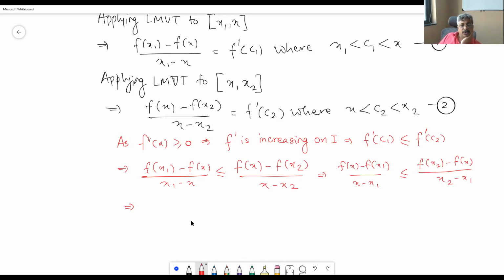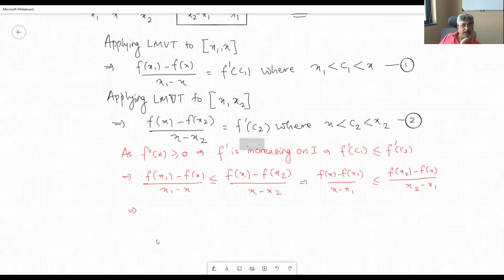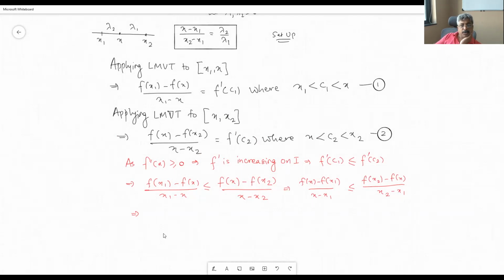Now the ratio that we already have, where lambda 1 and lambda 2 will come into the picture, is x minus x1 divided by x2 minus x.